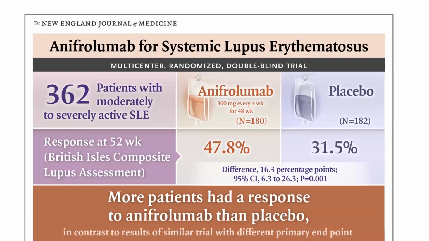It's a multi-center, randomized, double-blinded phase 3 trial of 362 patients with SLE. Anifrolumab 300 milligrams every 4 weeks was given for 48 weeks versus placebo. Response rate at 52 weeks was assessed by using a composite index called the British Isles Composite Lupus Assessment. 47.8% responded in the treatment arm versus 31.5% in the placebo arm, and the difference is 16.3%. This is an exciting development since we have very limited treatment options for SLE.